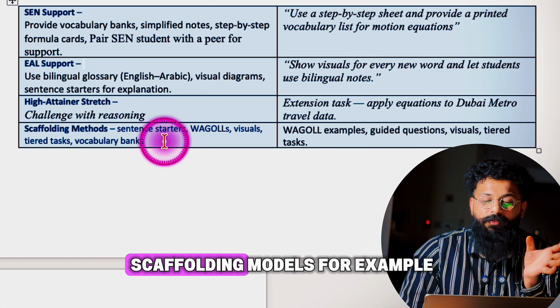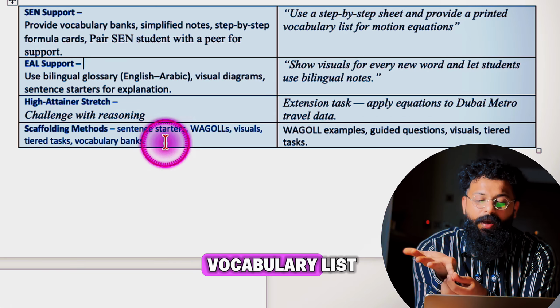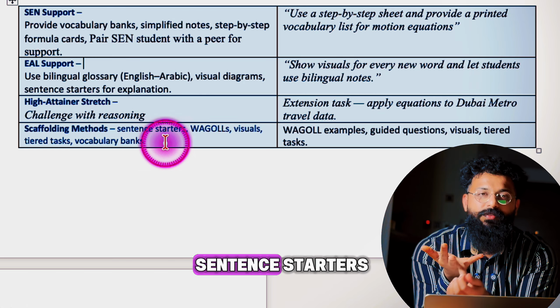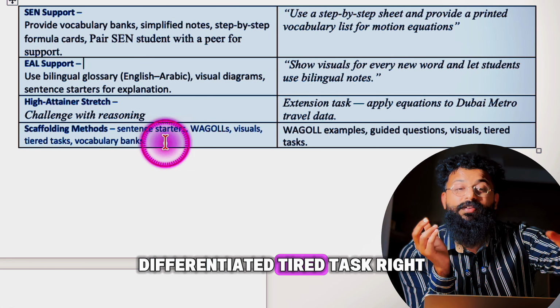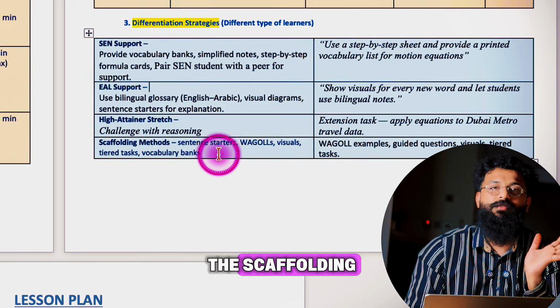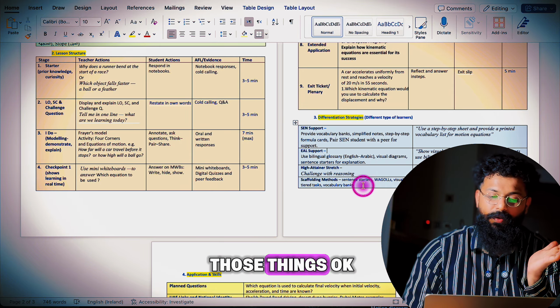And these are the scaffolding models. For example, what we have used: a vocabulary list, sentence starters, a visual, and a differentiated tiered task, right? All of these come under scaffolding. So what kind of scaffolding have you provided during the lesson? You need to write those things, okay?